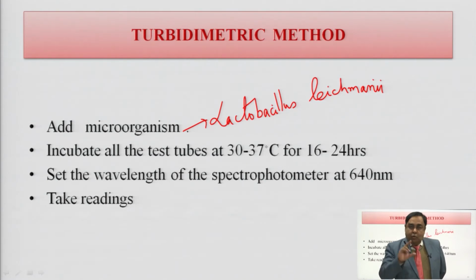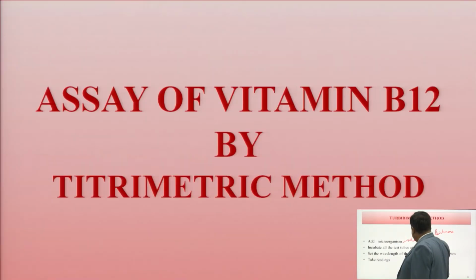For the unknown also, you determine the optical density, and straight away put it on that particular graph. At the point where it cuts the curve, drop a line parallel to the y axis, and where it cuts the x axis will give you the concentration of the unknown sample of vitamin B12.